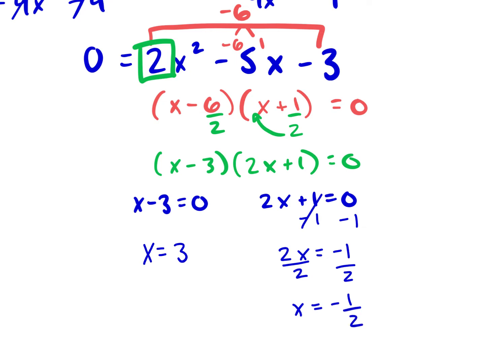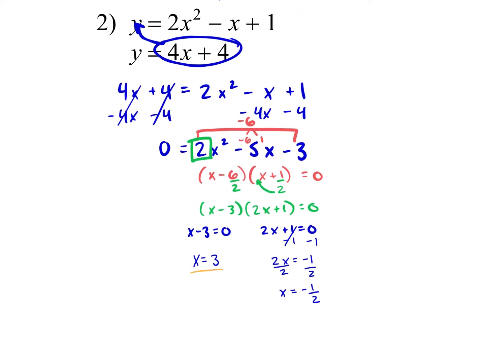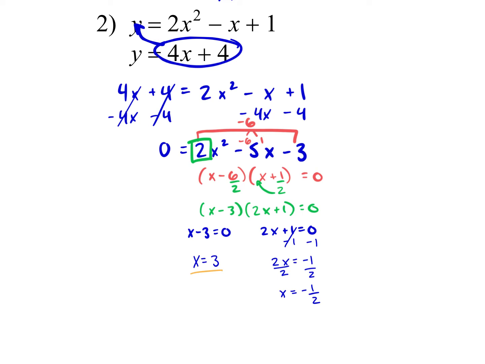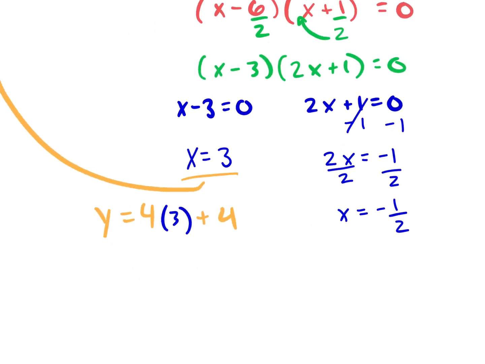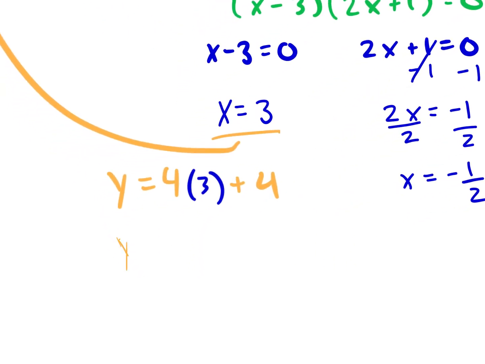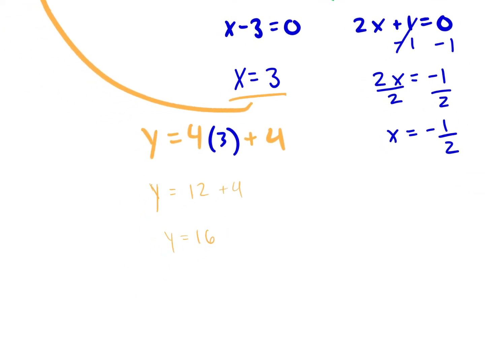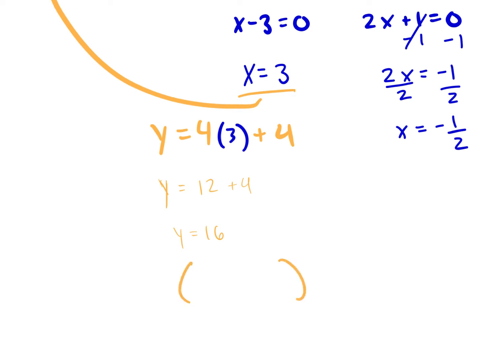Am I done? So I have to plug them in to find the y. So I'm going to start by plugging in 3. Just plug in 1 at a time. We can plug it into the second one since there's only one x in there. So it'll be a little bit easier. But if you plugged it into the first one, you should get the same answer too. So I have y is equal to 4 times 3 plus 4. So y is equal to 12 plus 4, 16. How would I write my answer? Perfect. 3 comma 16. Always your x and then your y.